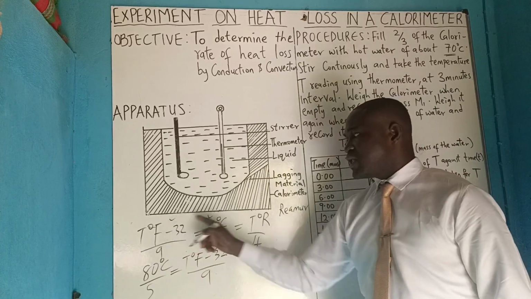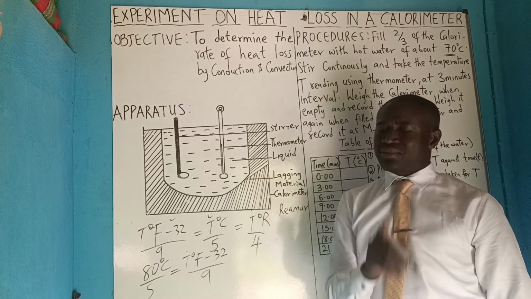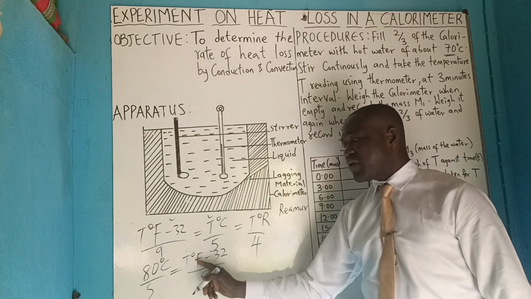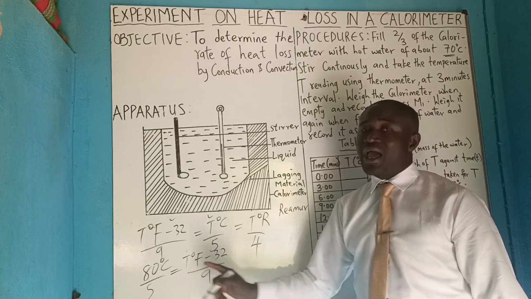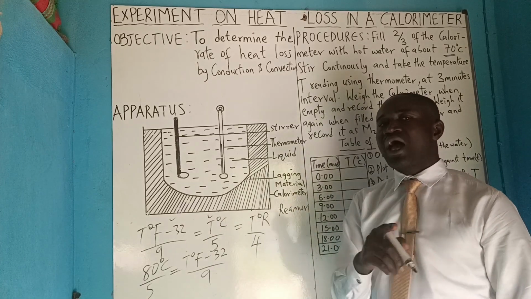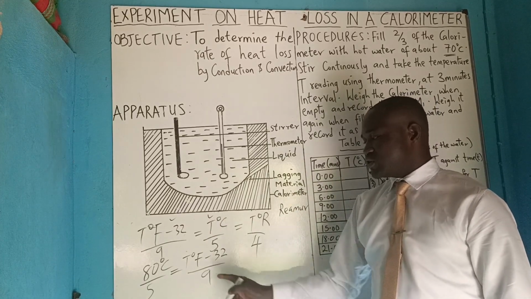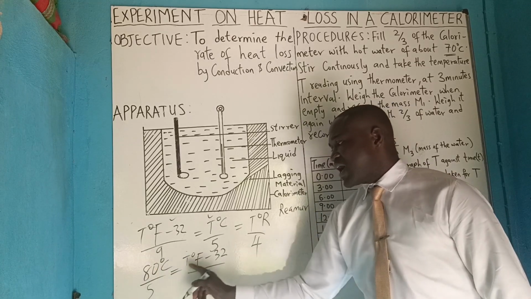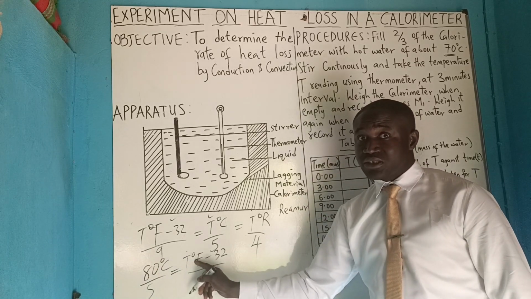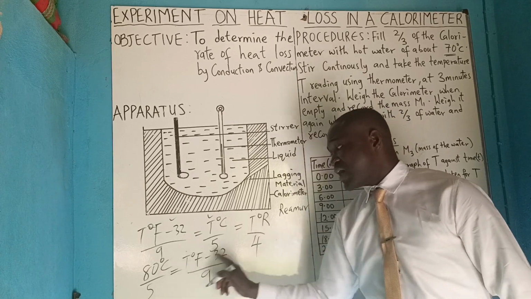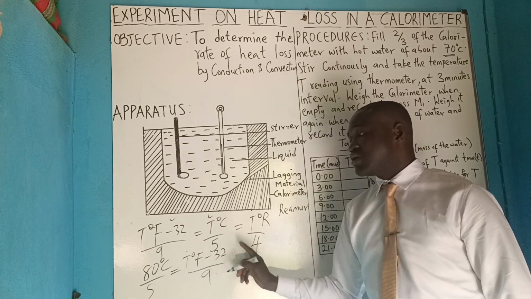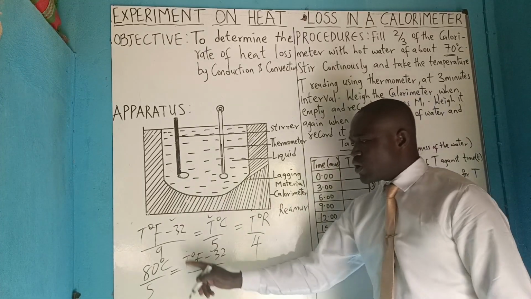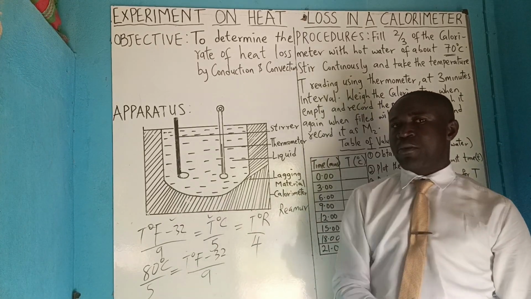So you have compared this, and I would like you to make T degree Fahrenheit the subject of the formula, and use the comment box and tell me what you get. You just cross multiply, you get 720 equals 5 times T degree Fahrenheit minus 5 times 32, which is 160. And from there, you get your correct answer. So I want you to do that and tell me what you get.